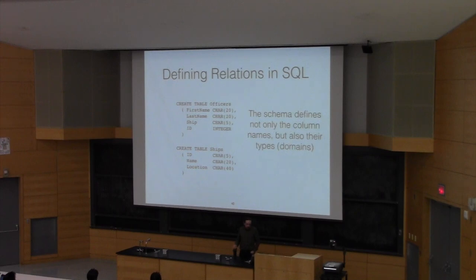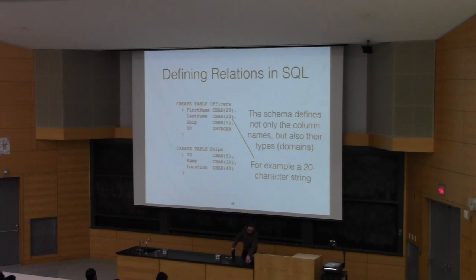So to define a relation, there's a statement called create table. Create table takes a name for the table to create, as well as a list of parameter type pairs. In this case, I'm defining the officer's relation as having a first name attribute, which is a character string, a last name attribute, a character string, and so forth. So the schema defines both the names of all of the attributes as well as their types.